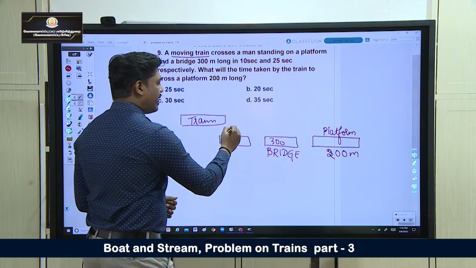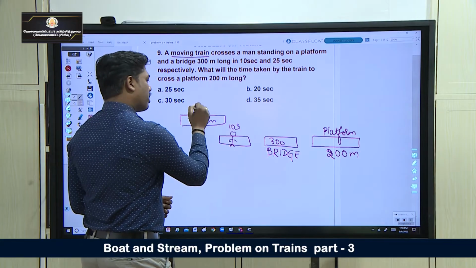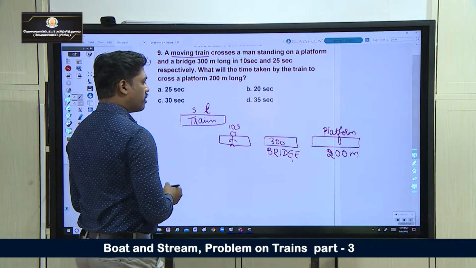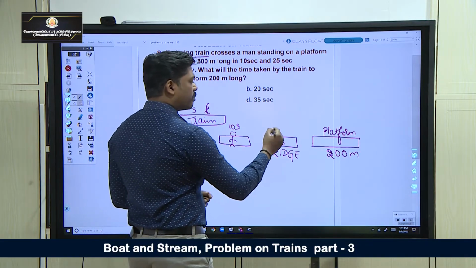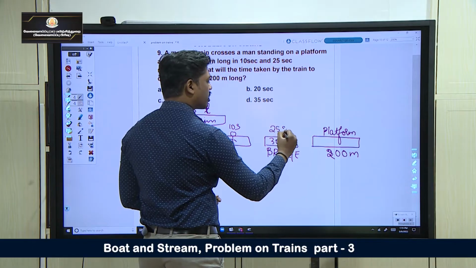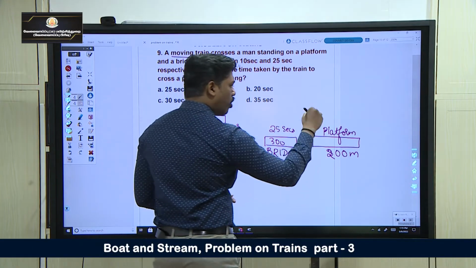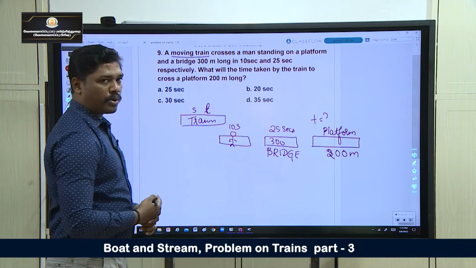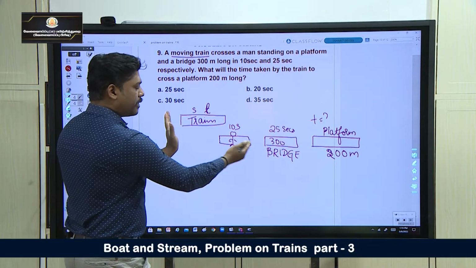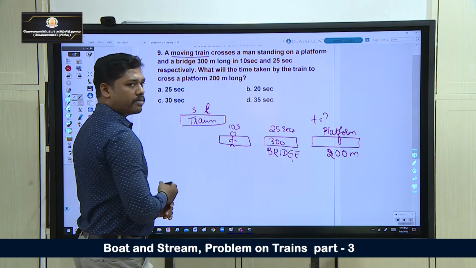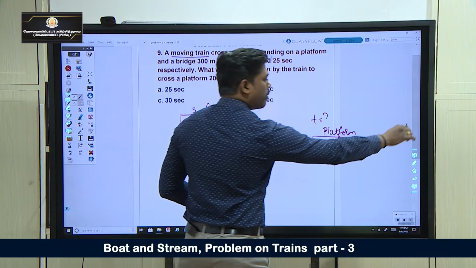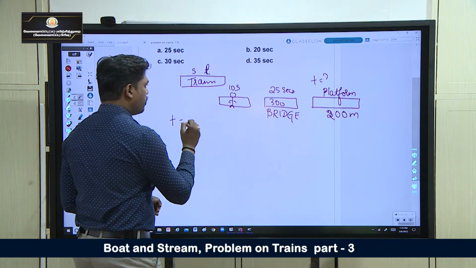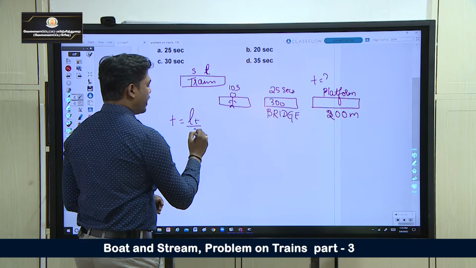It crosses a man in 10 seconds. The same train with same speed and same length crosses a man in 10 seconds and crosses a bridge in 25 seconds. So in how many seconds it will cross the platform of length 200 meter? First take these two. Train crossing a man standing, which means stationary point. Time is equal to length of train by speed of train.